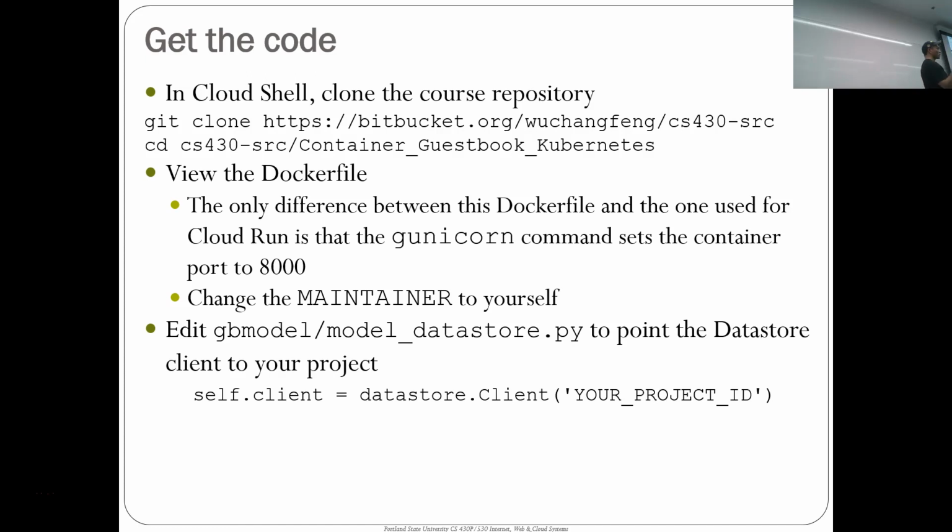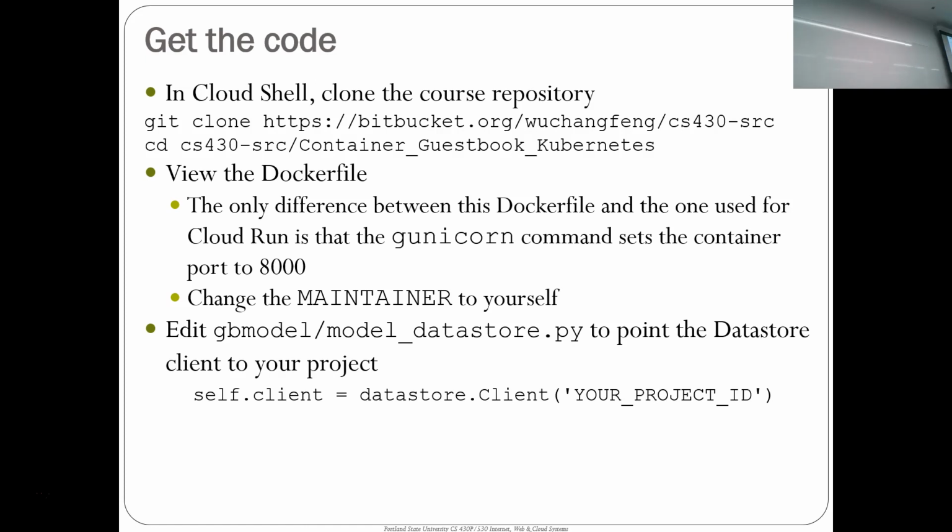The Docker file is basically exactly the same as the one in Cloud Run, except I actually specify port 8000 as the container port, because I'm going to hard code it, specifying 8000 rather than pulling it from the environment, like Cloud Run did. And then change the maintainer.